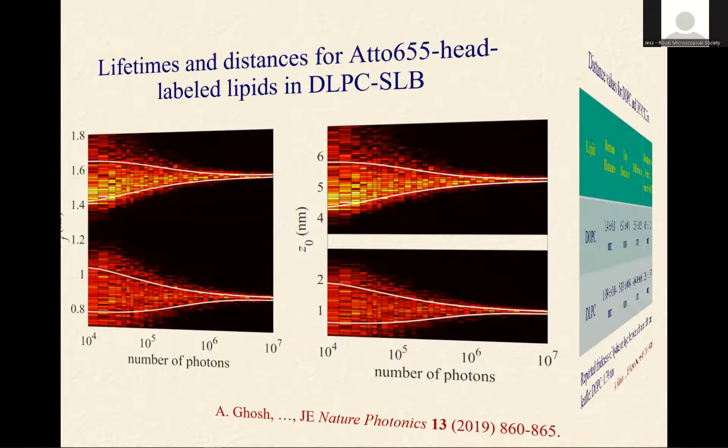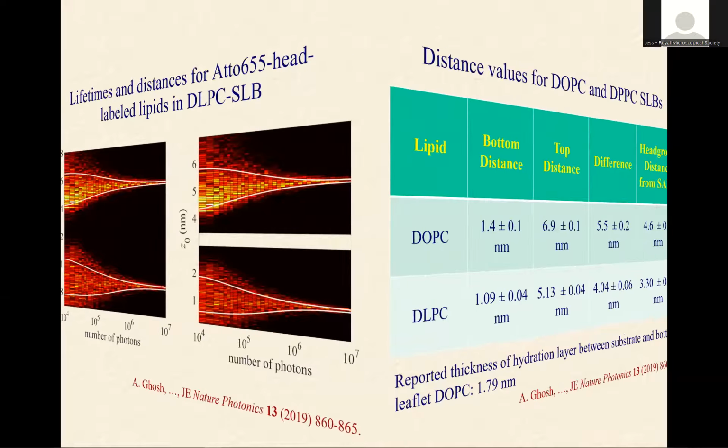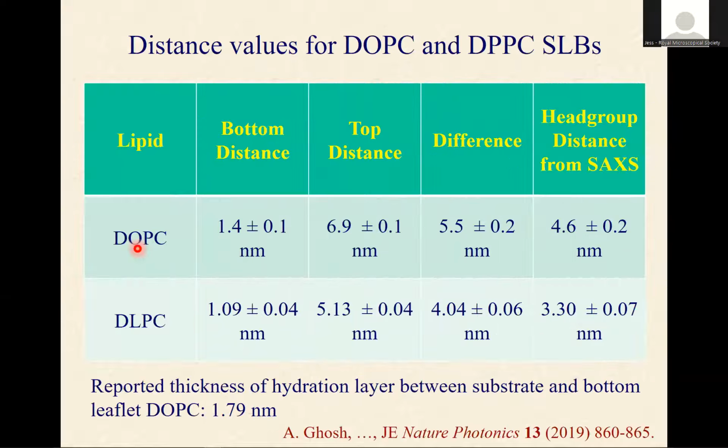So now let me summarize what we could extract from these measurements. In the end, what we wanted to measure is the thickness of bilayers. We did different supported bilayers here, BOPC, BLPC, and let's simply focus on the difference between the bottom and the top leaflet. We find for the longer acyl chains 5.5 nanometer plus minus 2 angstrom, and for the shorter acyl chains 4.04 plus minus 0.6 angstrom. Of course, this is already at the edge of what we can do.